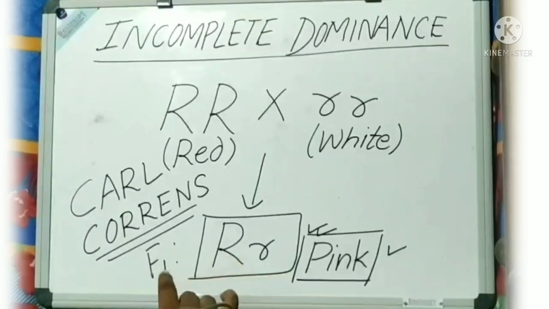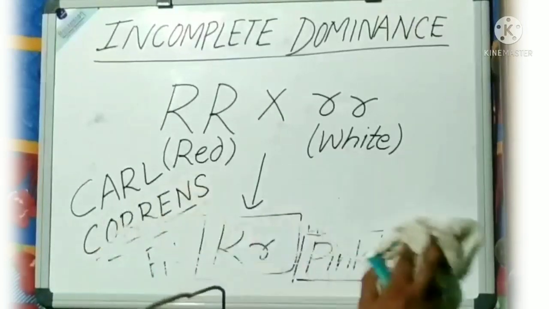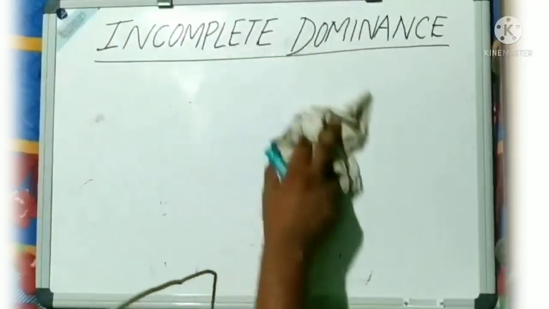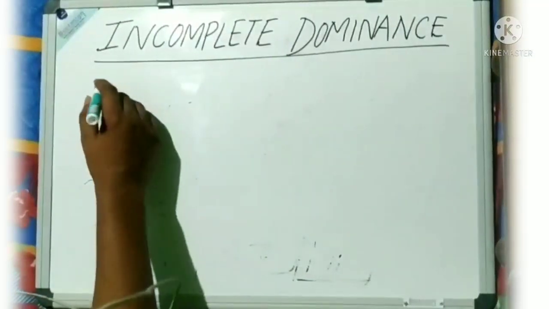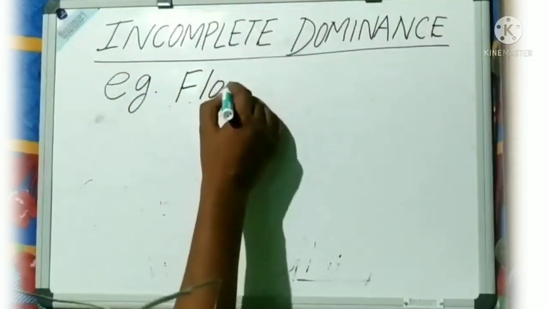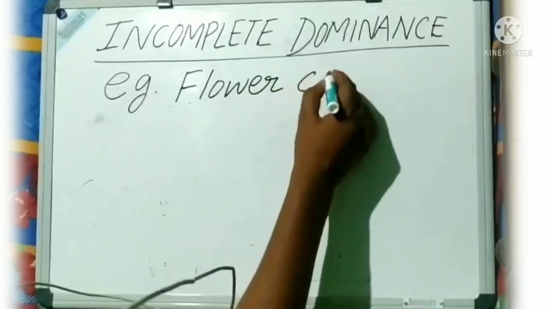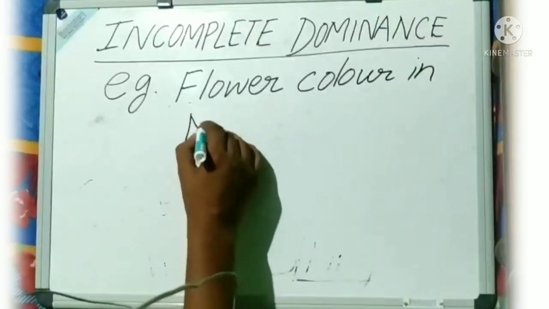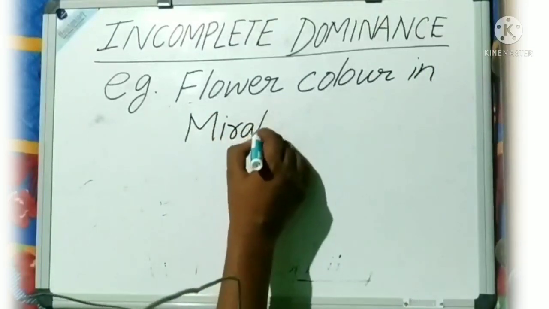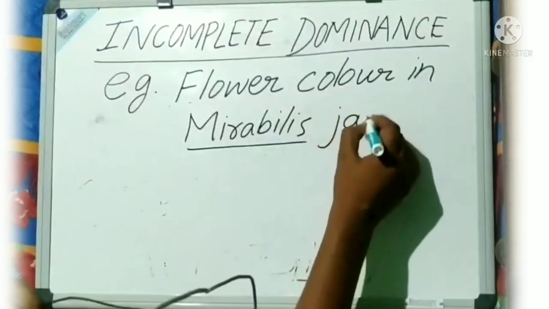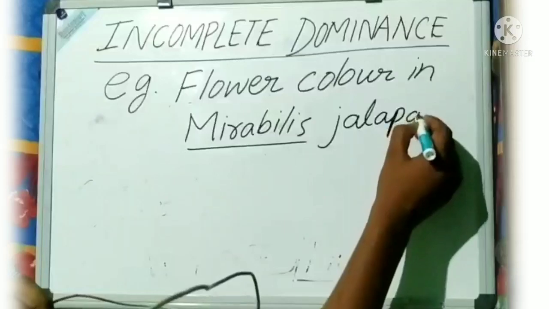So how will you describe it? First, you will write the definition of incomplete dominance, and after that, you will write the example. And the example is the flower color in Mirabilis jalapa. This is flower color in which plant? That is Mirabilis jalapa. It is also called the 4 o'clock plant.